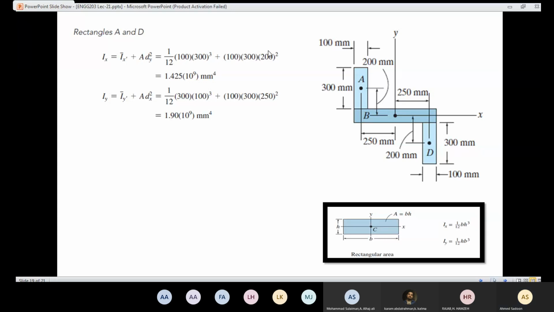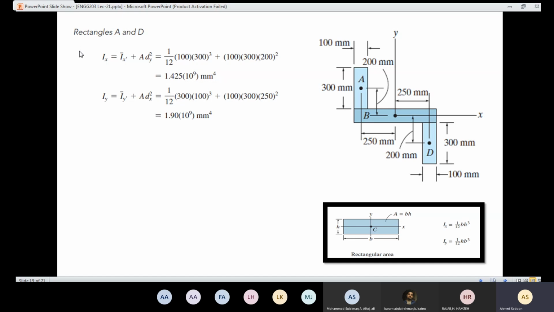and it's going to be squared. For D it is going to be the same process, because here the difference between the centroidal x-axis of D and the reference axis is the same as the difference for rectangle A. So that is why we say that rectangles A and D, in terms of calculation, are going to be the same.